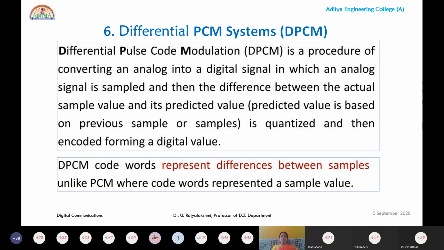Instead of transmitting all the bits present in each and every sample, only the difference data bit between each and every sample will be transmitted.